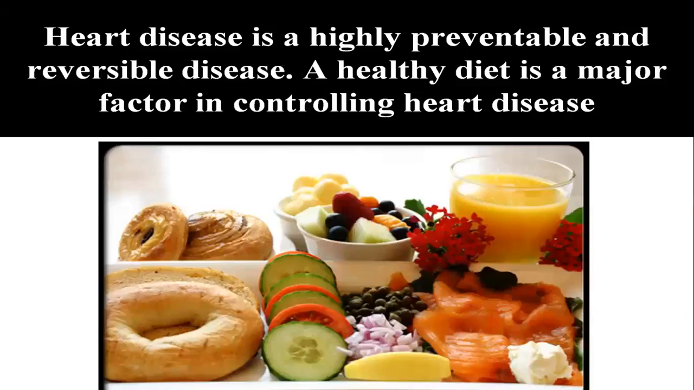Heart disease is highly preventable and can be reversible. A healthy diet is a major factor in controlling it, so taking vegetables and a cellulose-rich diet is good, and taking a proper proportion of saturated, monounsaturated, and polyunsaturated fatty acids of the omega-3 and omega-6 type. Proper ratio is very important.